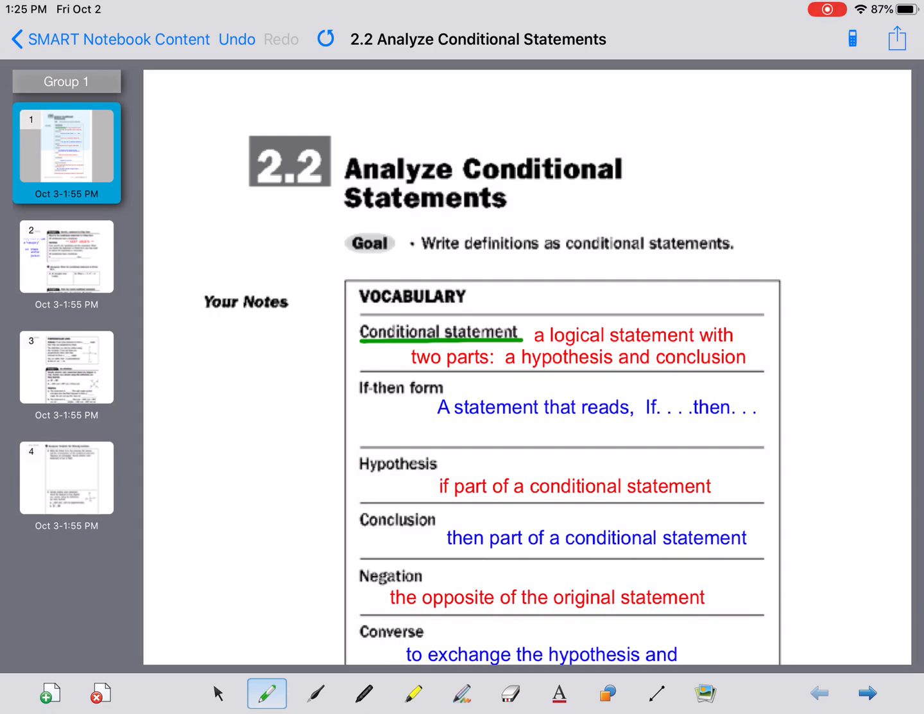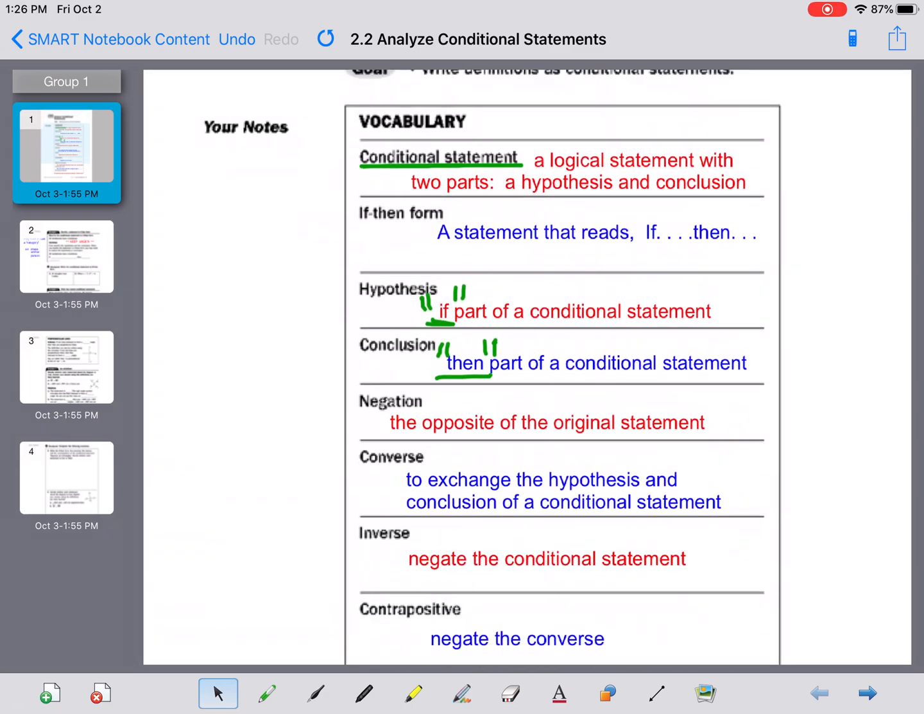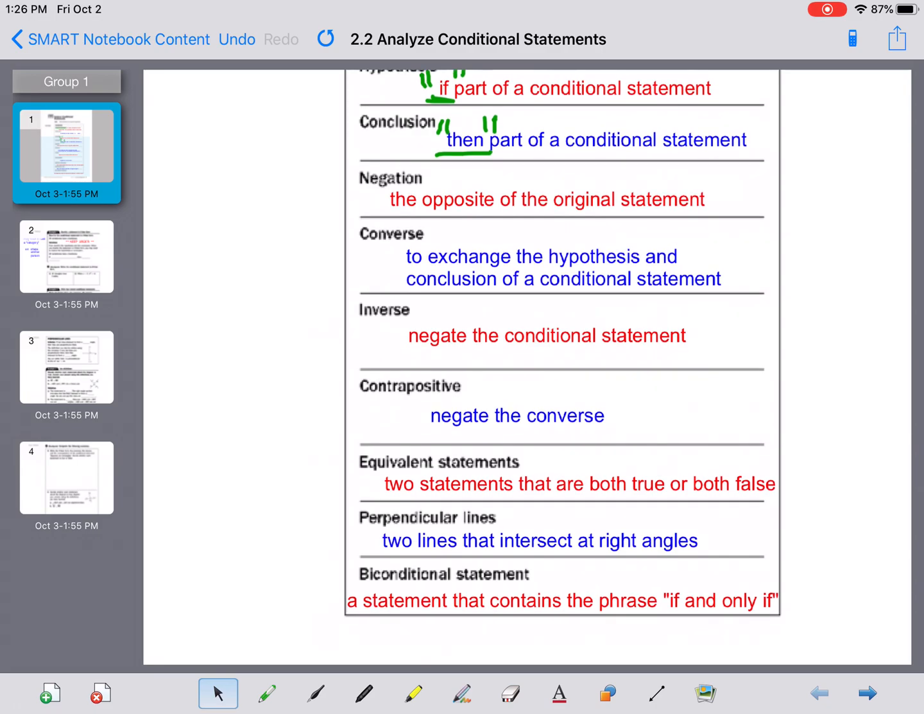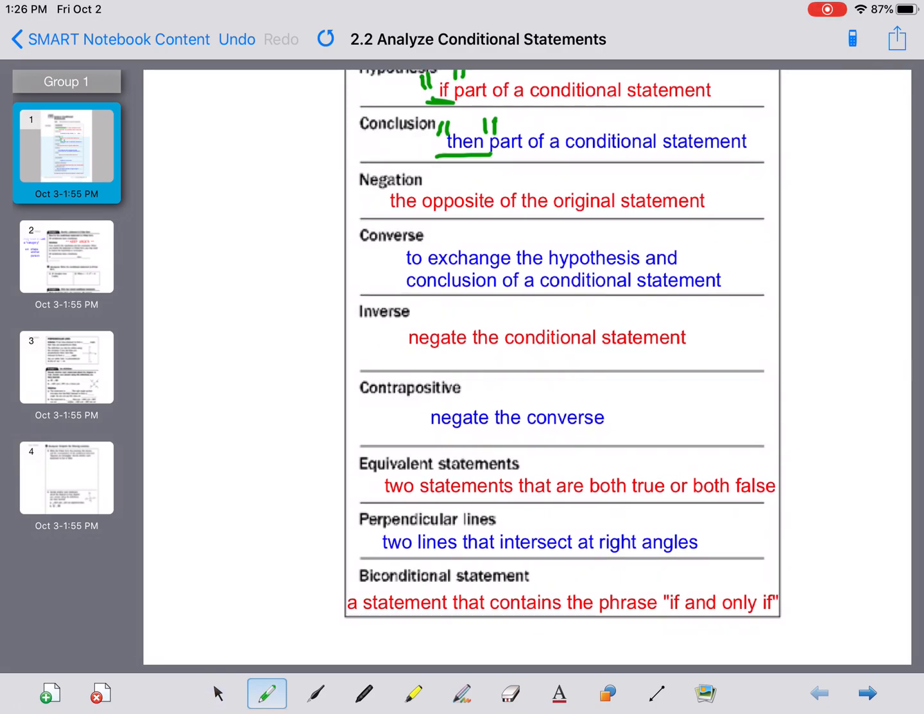The hypothesis is the if part, okay, the if part. If I do this, then this will happen. So that's the deciding factor, the hypothesis. The conclusion is the then part. Then this happens after the first thing does or does not occur, okay? So we have the hypothesis and the conclusion. We have this word negation, okay? And if you think of negate, negative, they all have that same meaning of opposite of the original. So the negation of something.